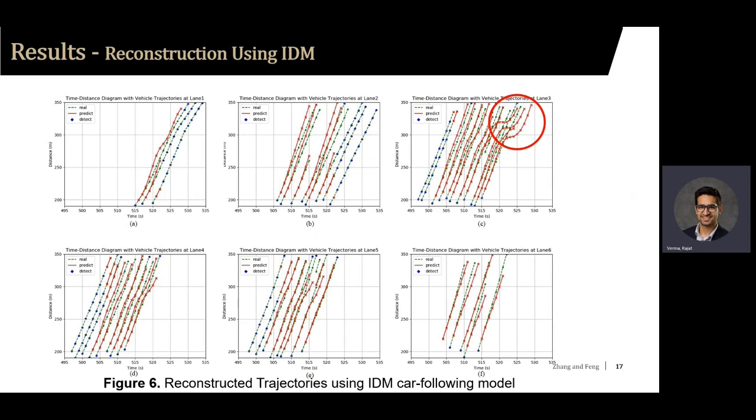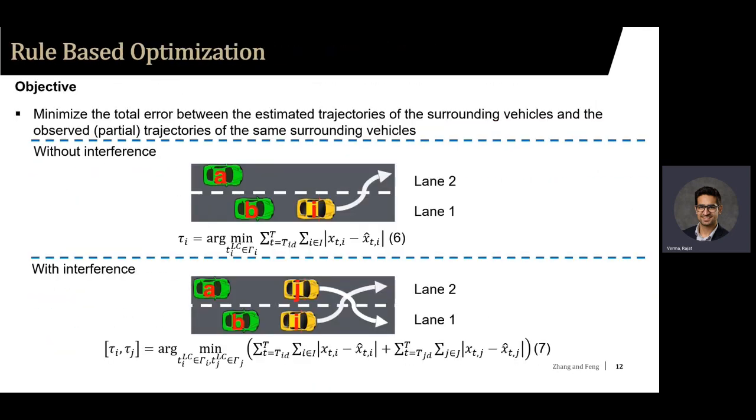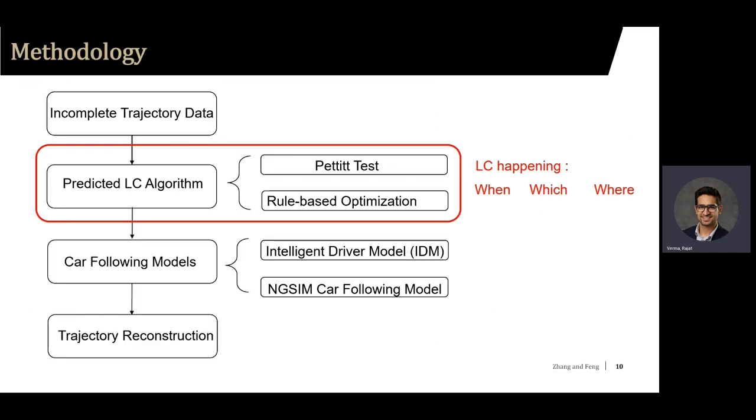Let me go back to the methodology here. In this step 2, we apply the Pettitt test and the rule-based optimization. These two algorithms work on each lane independently, so for each lane, we apply these two algorithms. Yes, I understand, because your assumption is that when you cut in, you will affect the later vehicles, and if you leave this lane, the following vehicle will accelerate. This is the basic assumption.